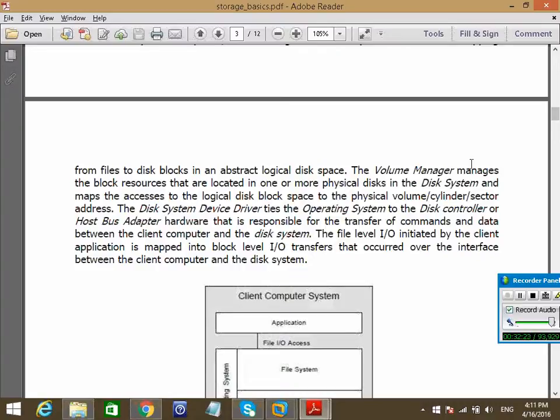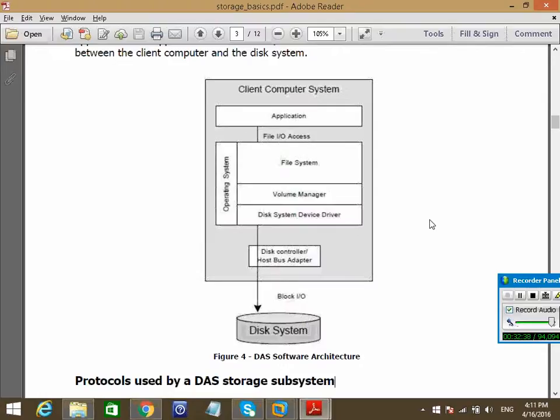Any number of computers that we can run. Okay. You will see that. So you have the client computer system. You are using some applications for which you are accessing the file system, the volume manager, and the disk system, device manager. And you have finally the HBA card for the laptop.